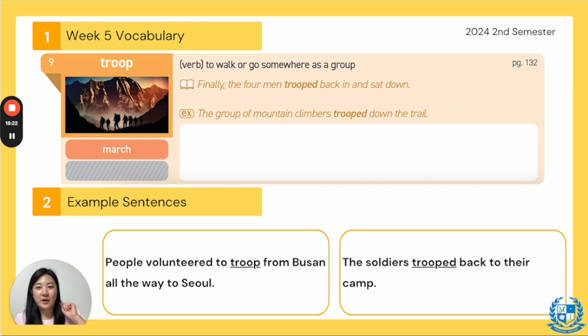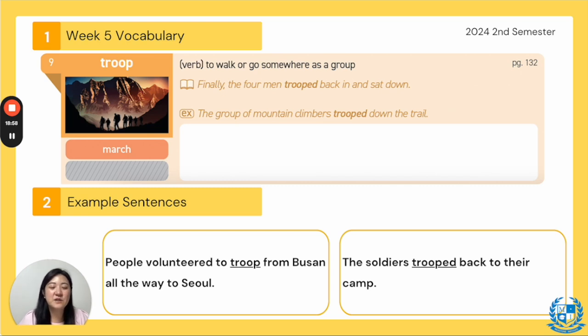Example, let's read together. 1, 2, 3. The group of mountain climbers trooped down the trail. So again, they all walked together. Let's look here. People volunteered to troop from Busan all the way to Seoul. And yes, I do know people who have done this before. It's a long trip and there are many people that are doing it together. I don't know what they're called, but they're like the people who just walk a lot around the country.